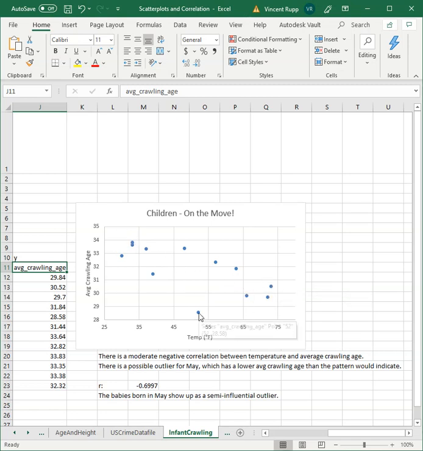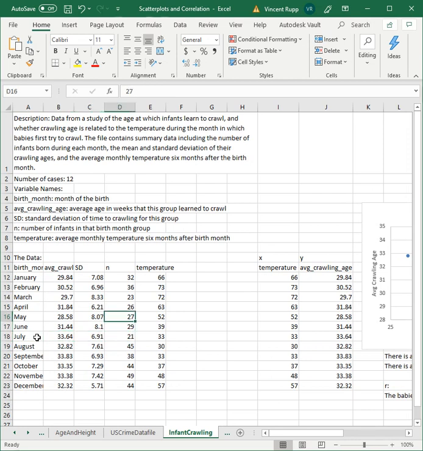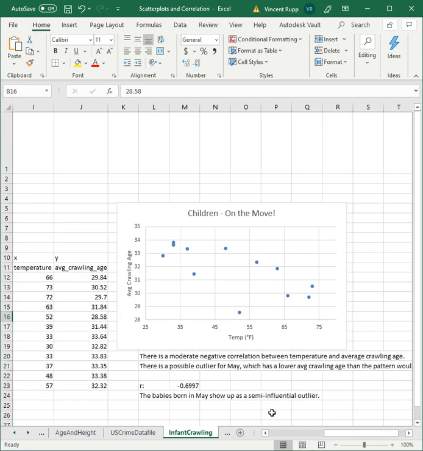But then we also have this one dot here, which looks way lower than the trend. So we're kind of like, what is that? And the interesting thing about this one is this isn't just one baby. This is the average of, that was May, so it's 27 babies had this weirdly low average. So we don't really know why that is. We don't have the full data, but we just need to talk about this.